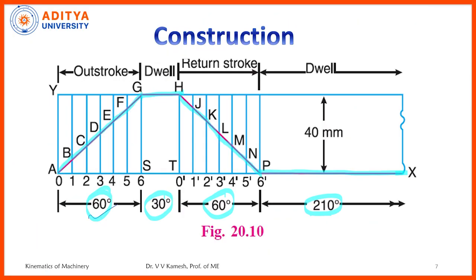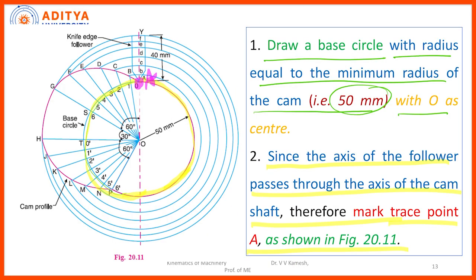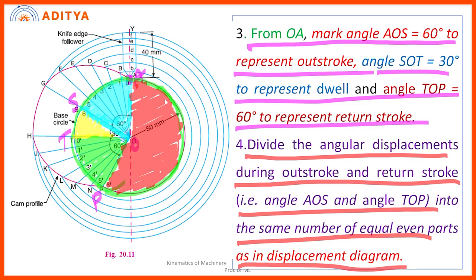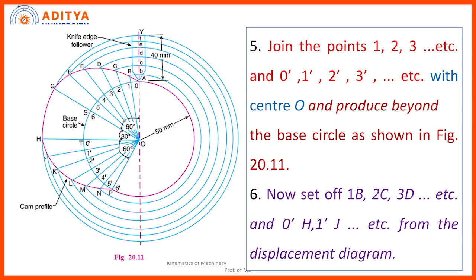The same number you divide this AS, that means AOS angle 60 degrees, into 6 equal parts. So 60 by 6, it is 10 degrees. So on this you identify the points 1, 2, 3, 4, 5, 6. So this AOS is divided into 6 equal parts. Now each and every line you join it and you extend it. Okay, we will see here.